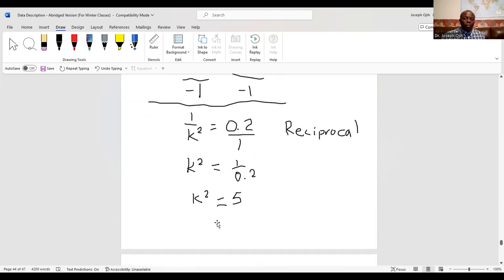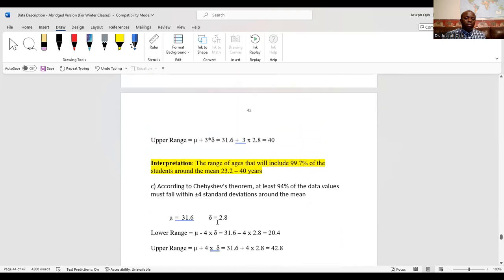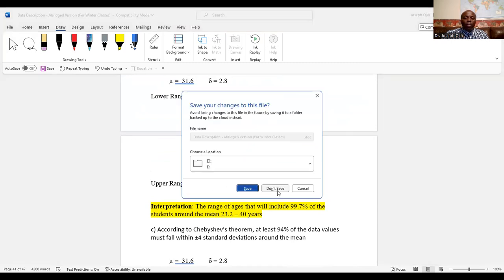Does anybody have a question on this? Okay. Since there's no question, I'm going to close this and then open up the next thing, the new topic. The new topic is on probability. So I'm going to close this one.